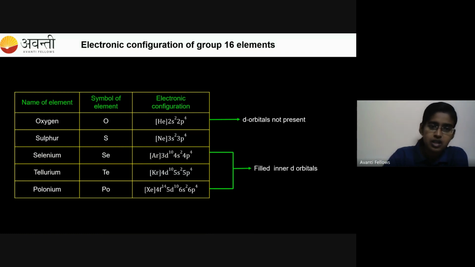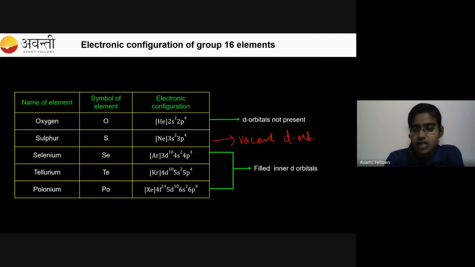Okay. So oxygen doesn't have d orbital. Sulfur has d orbital, but it is vacant. It is empty, like phosphorus. And the remaining three elements have filled inner d orbitals. So this is about the electronic configuration, the same as group 15 only.